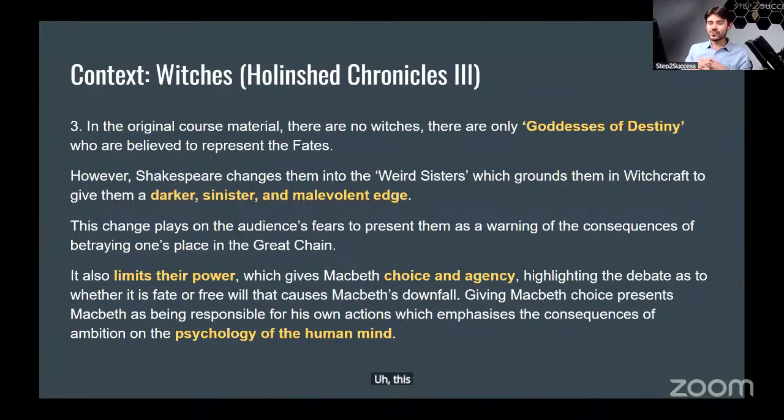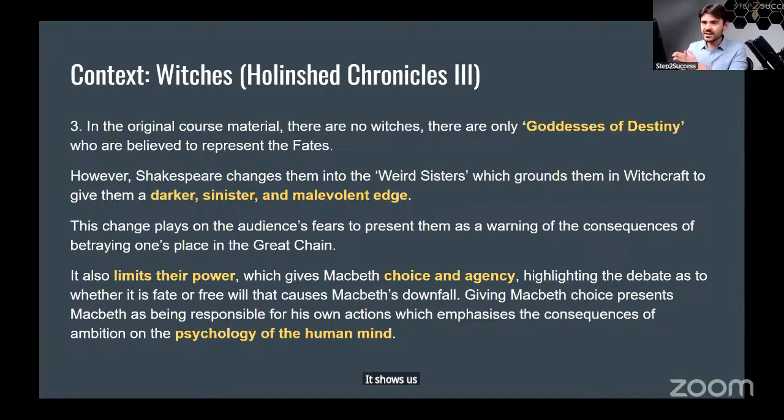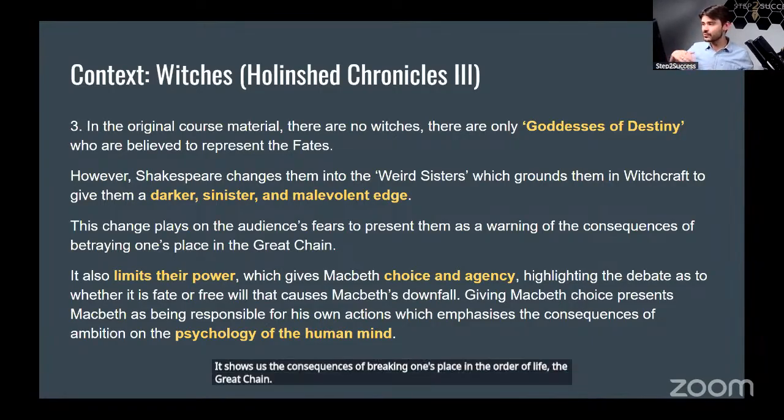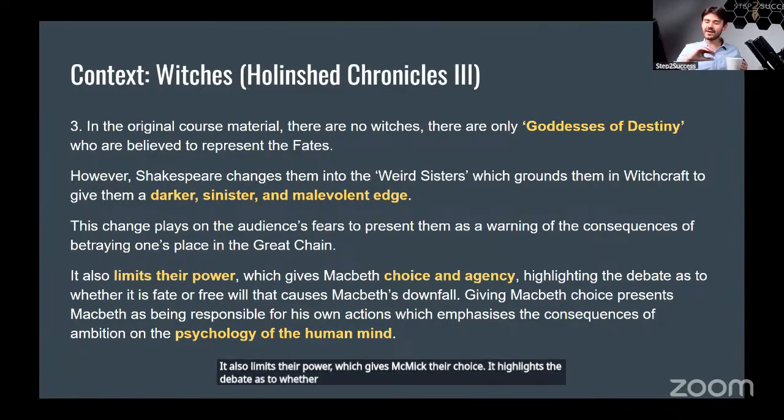This change was done because it preys on the audience's fears. It sets up the moral warning of the play. It shows us the consequences of breaking one's place in the order of life, the great chain. If you come out of your place, chaos roams. It also limits their power, which gives Macbeth choice. It highlights the debate as to whether free will or fate causes Macbeth's downfall.